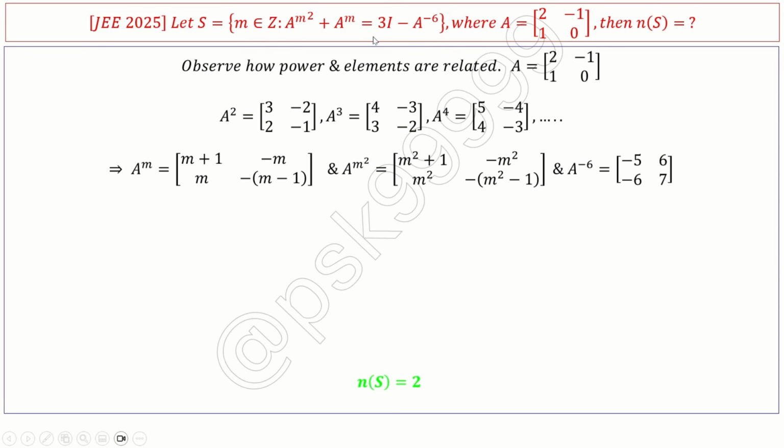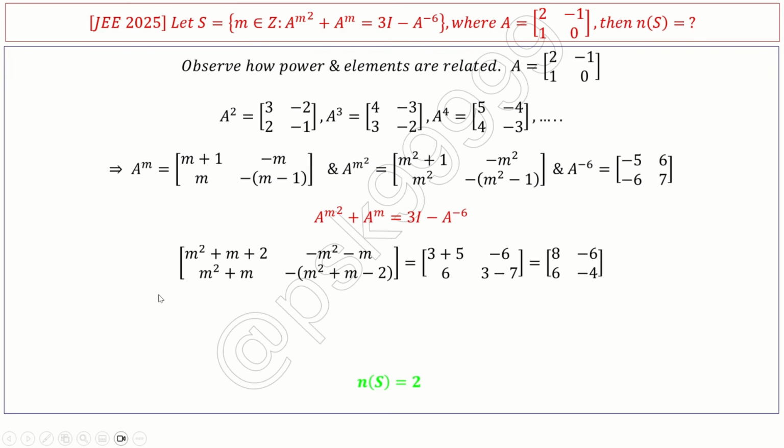Now all I need is this condition I have to check, correct? So this is the condition given. That condition is nothing but M square plus M plus 2, minus M square, M square plus M, minus of M square plus M minus 2. Now if I equate this, this is very simple actually. This side I will get 8, minus 6, 6, minus 4. So I can take any of the equations and solve it, and make sure that the values are satisfied by all these elements.